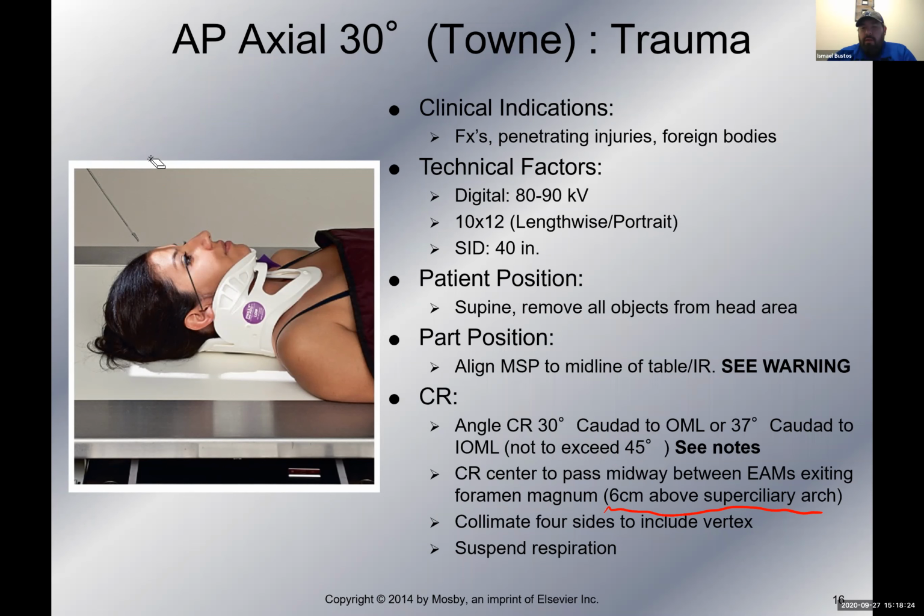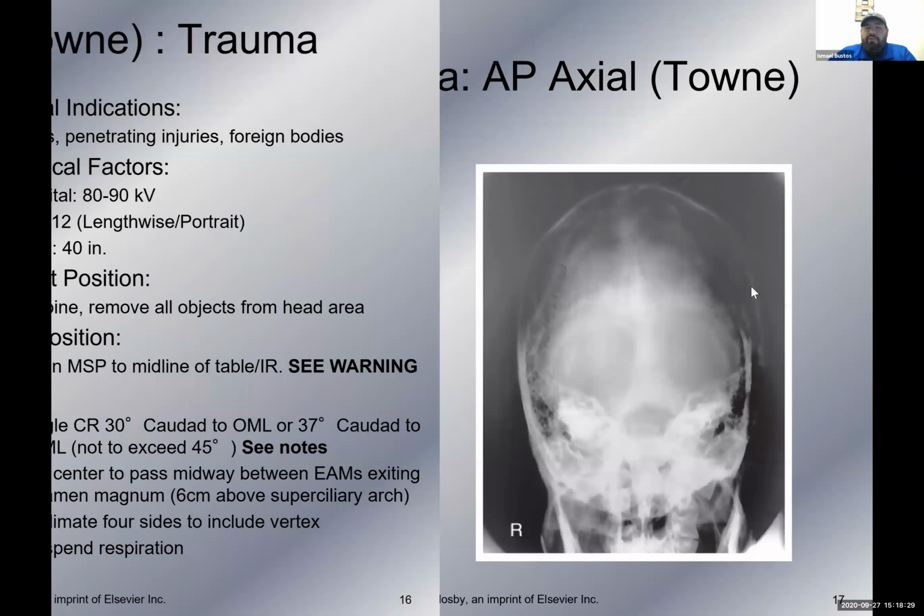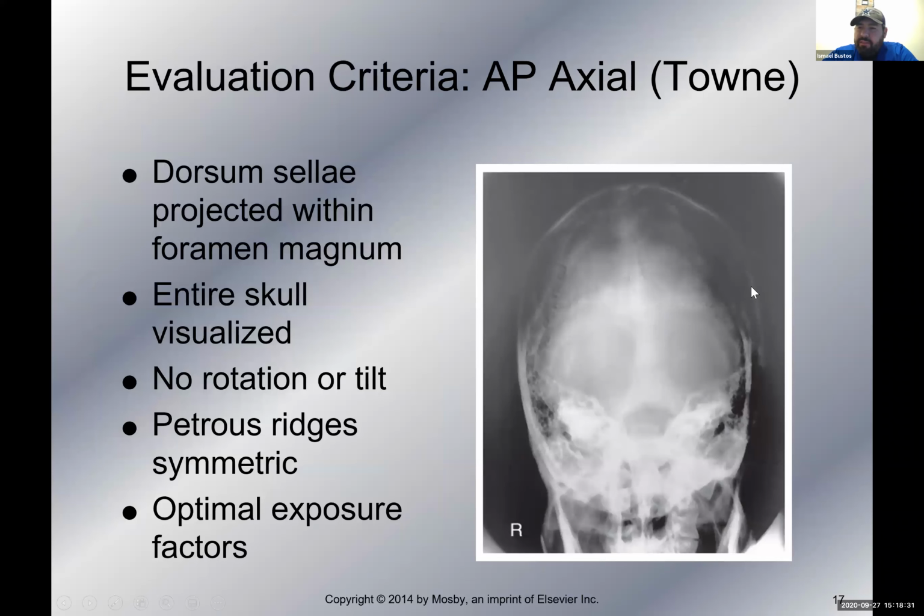All right. So again, collimate, suspend respiration, make sure you include the vertex. So what should we see on the radiograph? Well, the same thing we've seen on all Towne projections. The occipital bone back there, right? And then we also want to see the dorsum sellae within the foramen magnum.